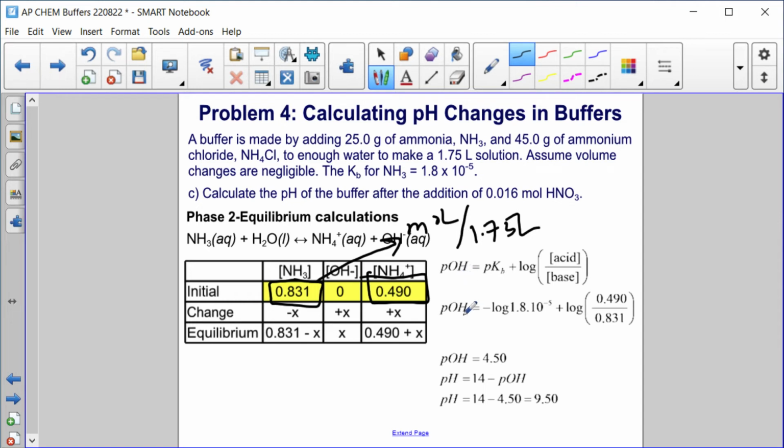So pOH is pKb, or minus log of the Kb, plus the log of the acid concentration at equilibrium, which is 0.490. Remember, this is very small, over the base, which is 0.831. That gives me a pOH of 4.5, or a pH of 9.50.